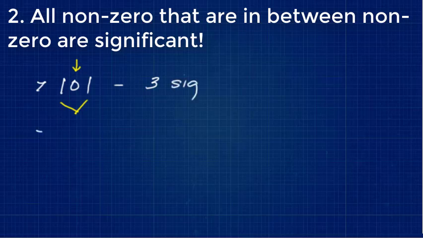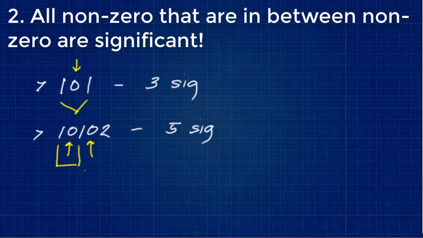Next example would be 10102. This has 5 significant figures. Now looking back at the rule, as you can see here, this 0 and this 0 are in between non-zero digits, such as this one and this one. That's why it is 5 significant figures.